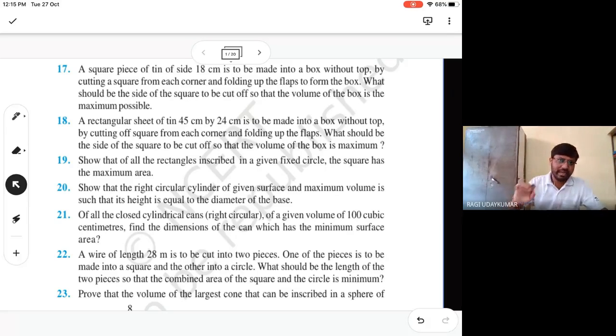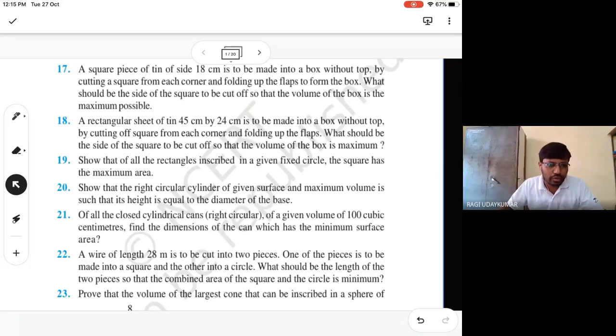A circle should be taken into consideration. In a circle, many different rectangles can be fitted. In all these rectangles, the square has the maximum area. So you need to take the area of the rectangle into consideration. The rectangle's area is nothing but length into breadth. And here a circle is given to you, so the rectangle is inside the circle.